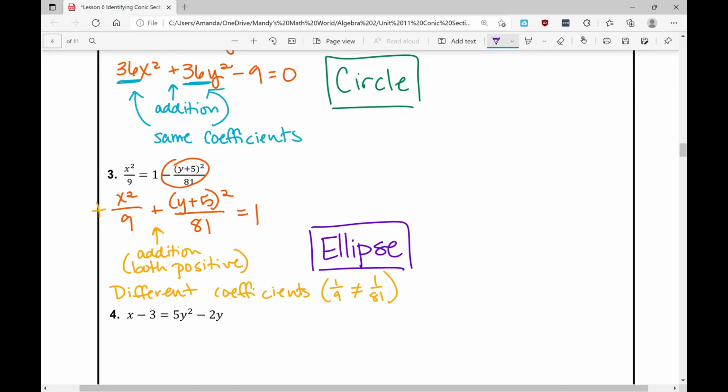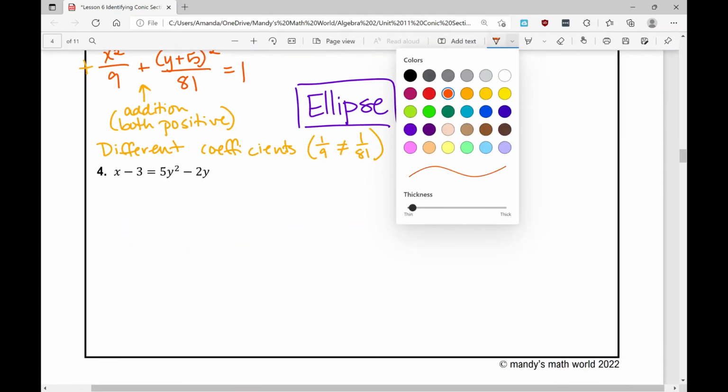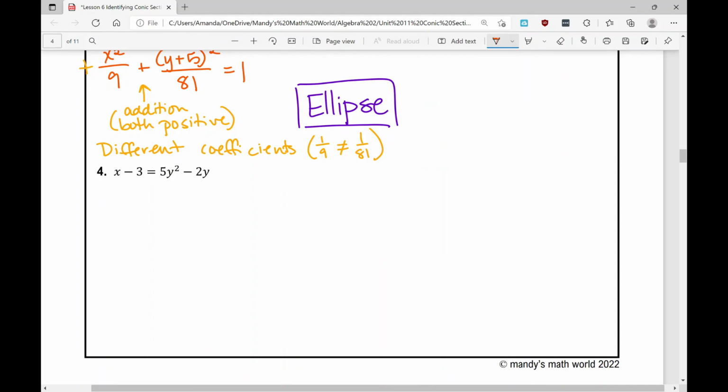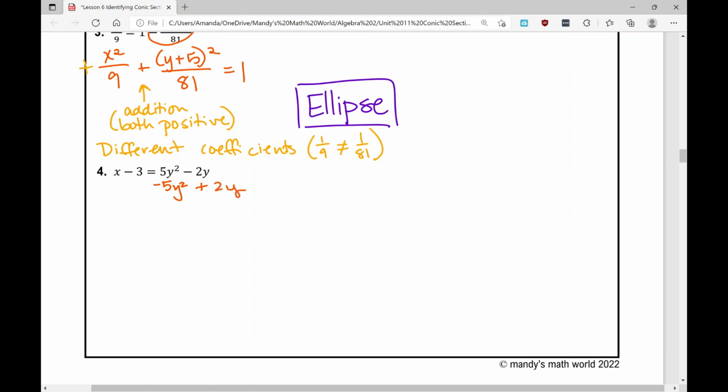Let's move on to the last example. Now in this one, what I'm going to do is x minus 3 equals 5y squared minus 2y. I can already tell that I only have one squared term. But I'm going to go ahead and move all the terms to one side. So I'm going to subtract 5y squared and I'm going to add 2y. And it's going to look like this. Negative 5y squared plus x plus 2y minus 3 equals 0.